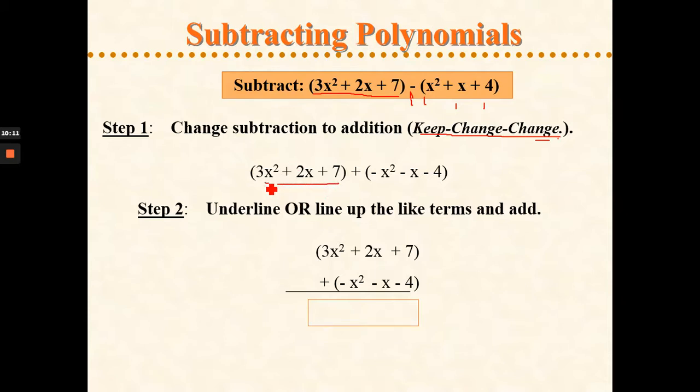So the first polynomial is this one. We're going to change the sign of subtraction. It will become addition. Change the sign of the first term, that will become negative. That will become negative. And then that will become negative. And then we're now going to follow adding polynomials. 3 plus negative 1, that is equal to 2. Then 2 plus negative 1, that is 1. And 7 plus negative 4, that is 3.